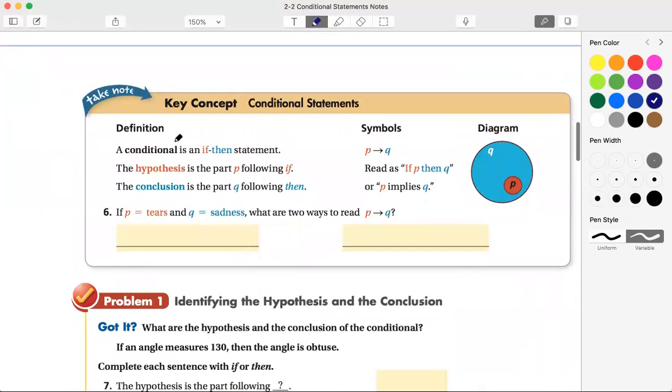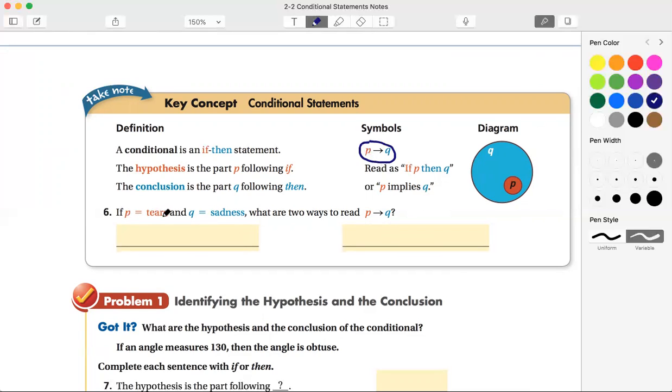All right, so conditional statements. A conditional statement is usually in the form of if-then. So it's an if-then statement. The hypothesis is the part P, and that follows the word if. The conclusion is the part Q following the then. So often in symbols, we write P implies Q. So it's read if P then Q, or P implies Q.